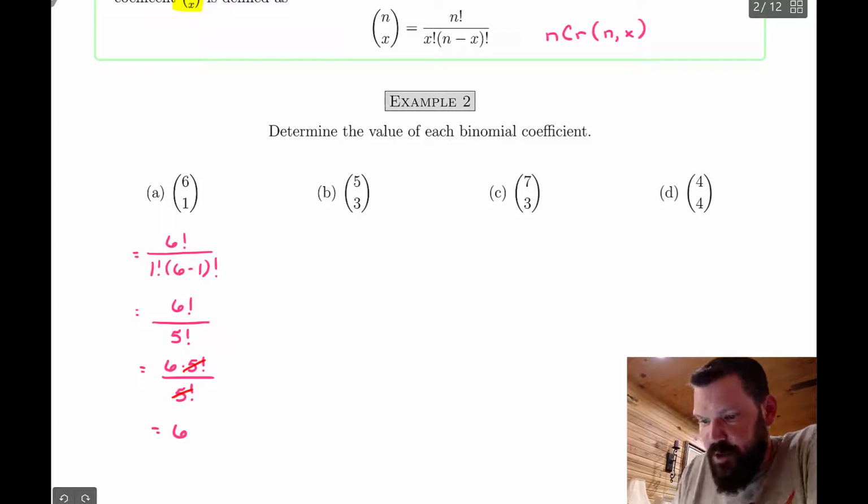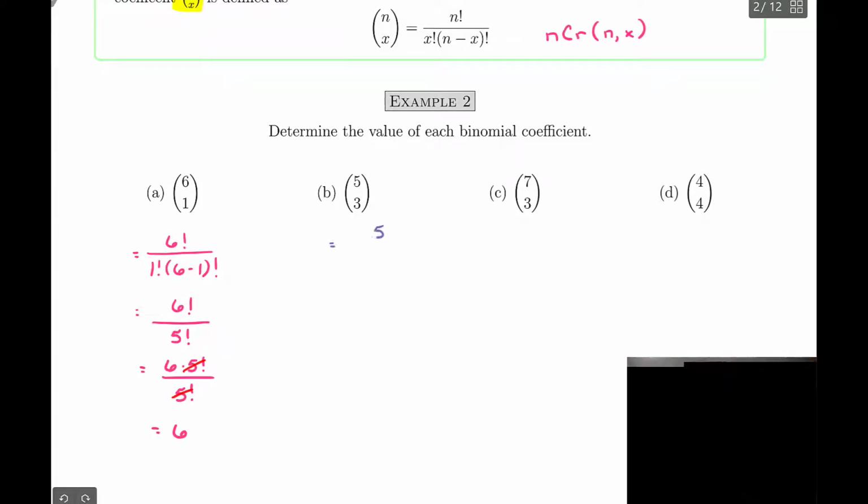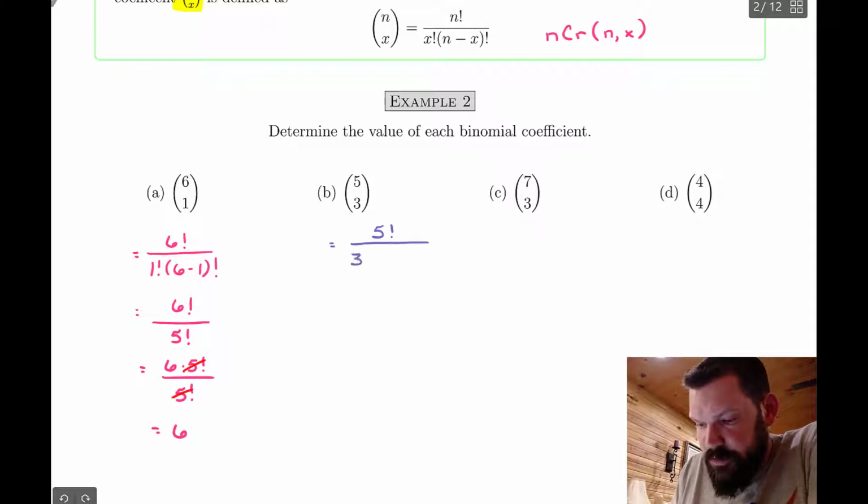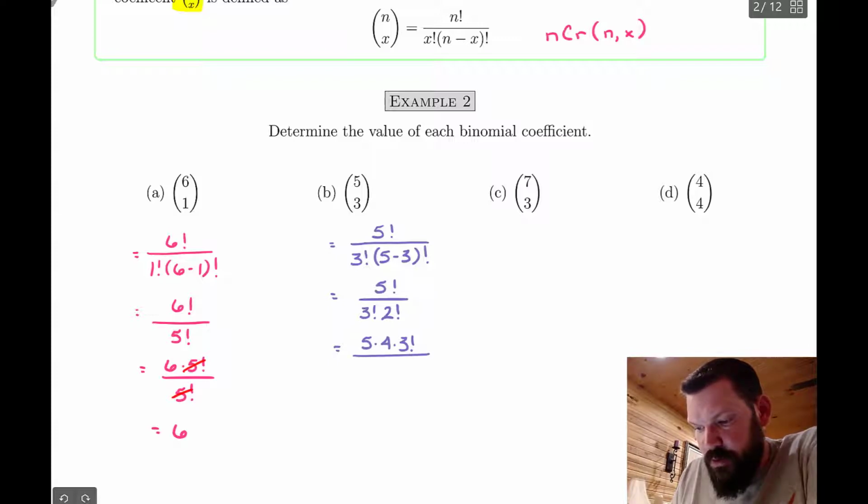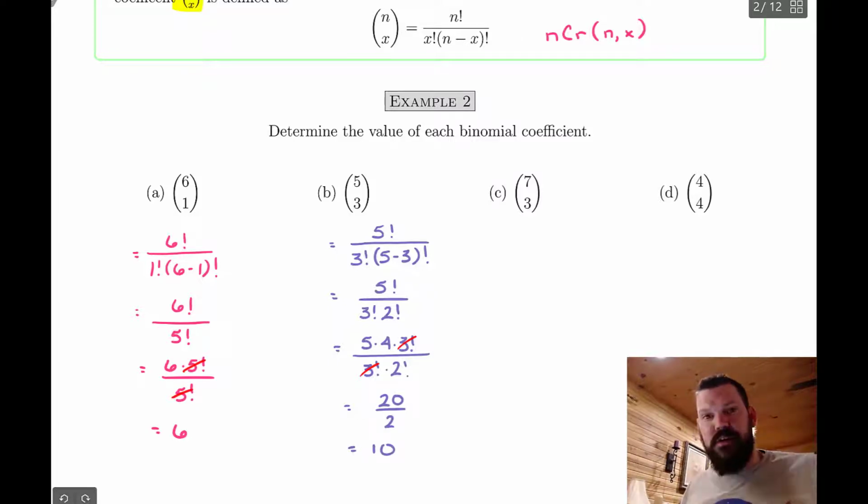So if we look at part B, that's going to be equal to 5 factorial over 3 factorial times 5 minus 3 quantity factorial. Here we can again expand the numerator till we get to a value that we can easily eliminate from the denominator. So the 3 factorials will cancel. And now we have 5 times 4 is 20 over 2 factorial, which is 2, and we get a value of 10. The remaining 2, like I said, we will do on the calculator.